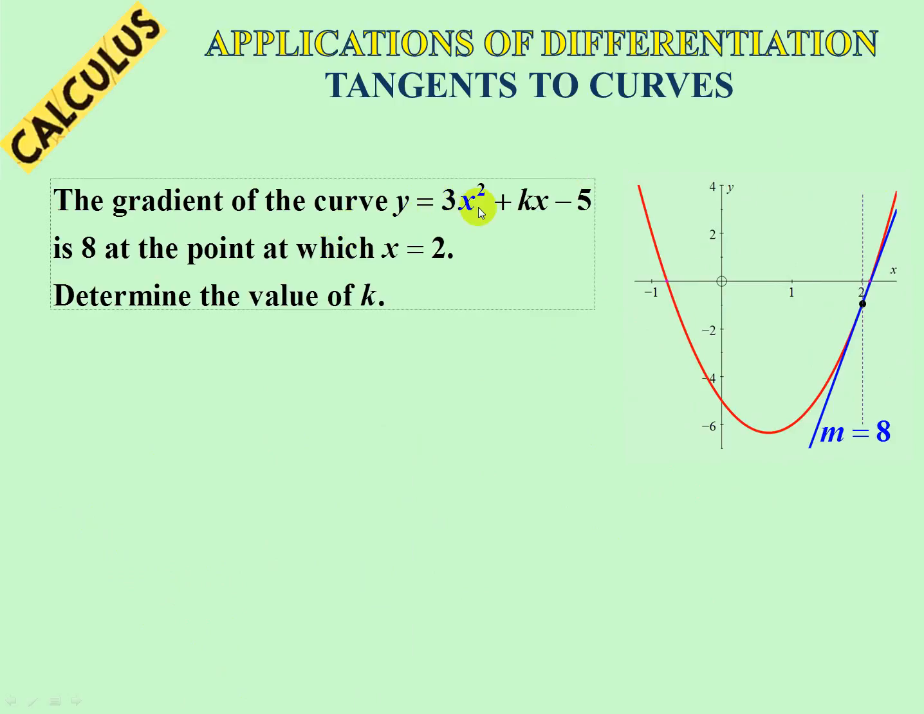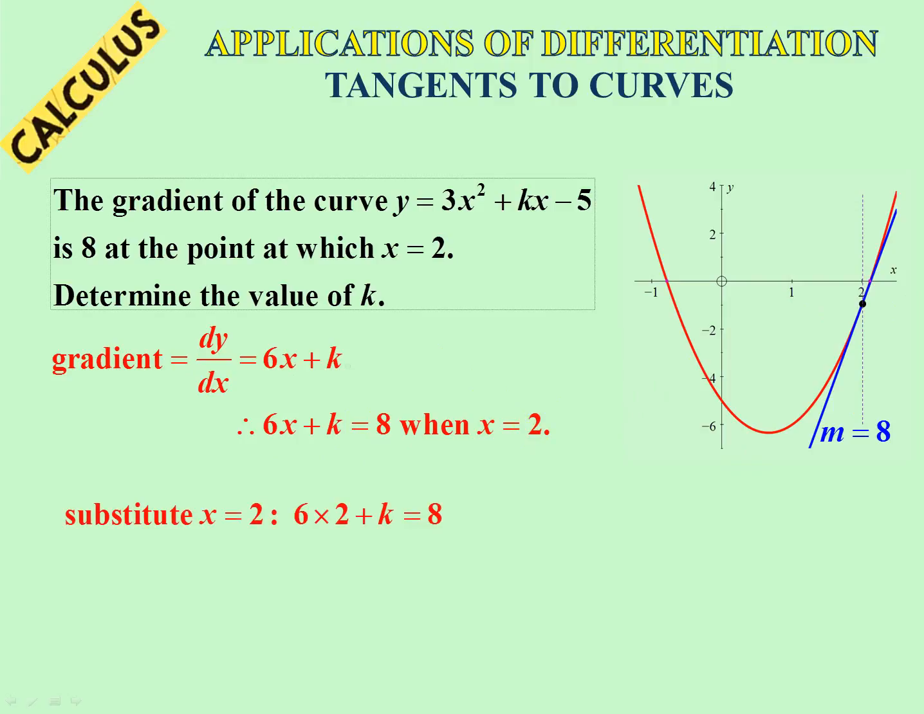The gradient of the curve 3x squared plus kx minus 5 is 8 at the point x equals 2. Find k. Well, gradient of the curve means derivative. So the derivative equals 8 when x is 2. The derivative is 6x plus k, and we know that it equals 8 when x equals 2. Substitute 2 for x, and we get k equal to negative 4.